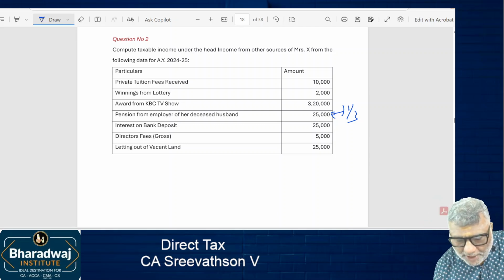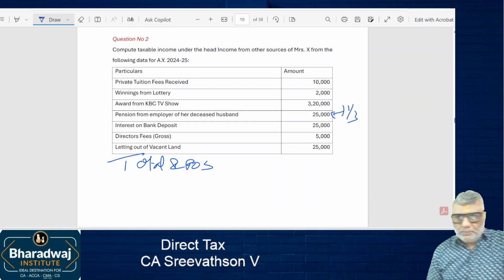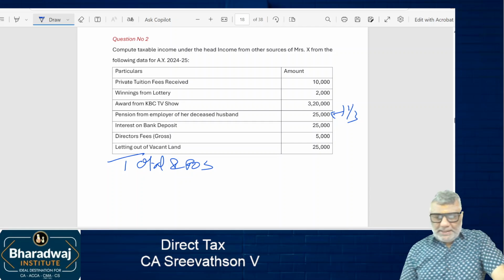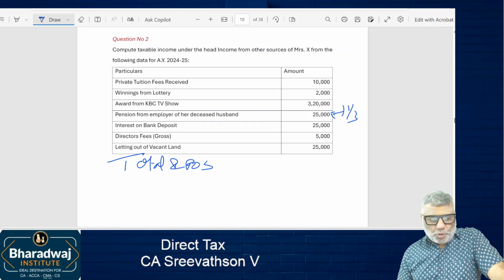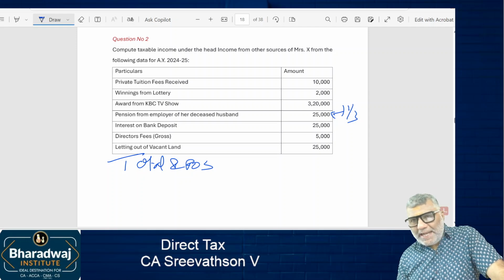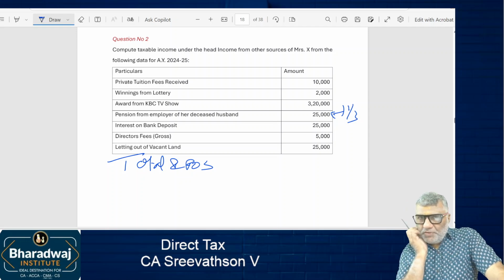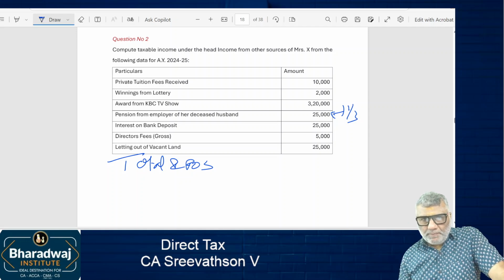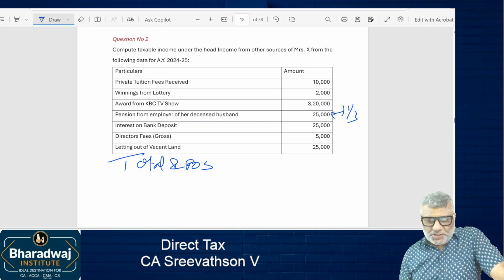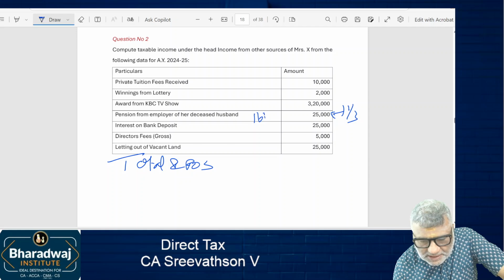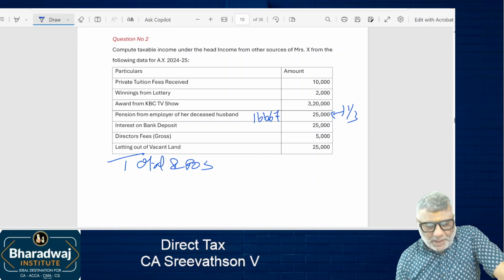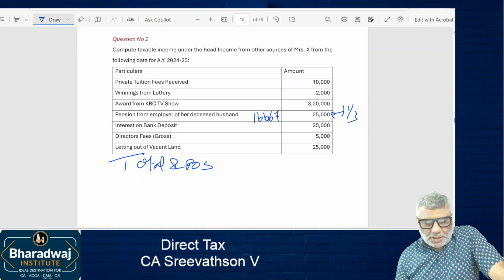25,000 into 2/3, how much does it come to? Total IFOS: 10,000 plus 2,000 plus 3,20,000 plus how much you said? 8,333. If you deduct, how much are you getting? 16,667. 16,667 plus 25,000 plus 5,000 plus 25,000.